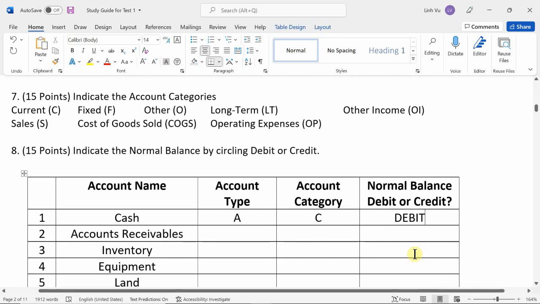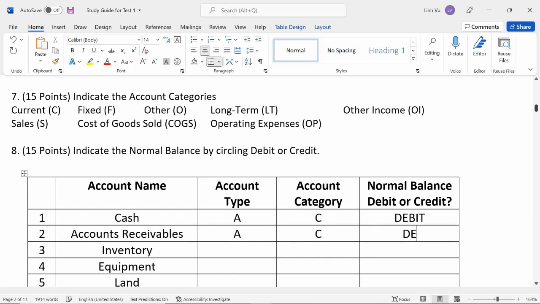What about accounts receivable, which is when customers owe you money? It's an asset, current, and it's also debit. Excellent. Because in this case, we just bill our customers and they should give us our cash back as soon as possible. What about inventory?